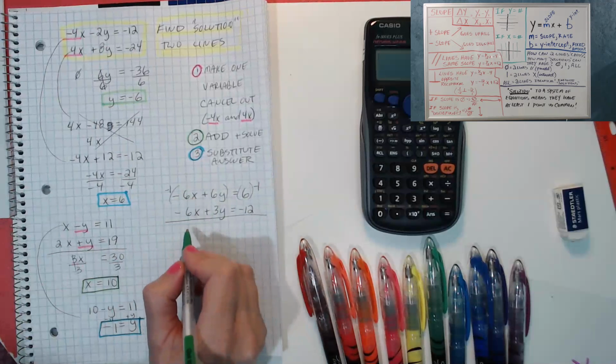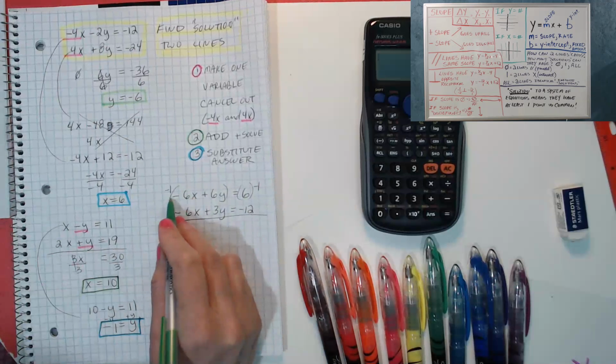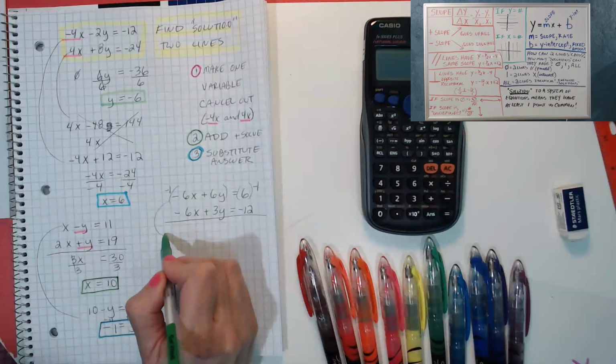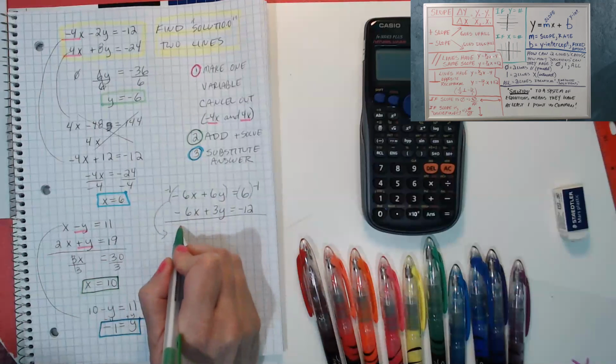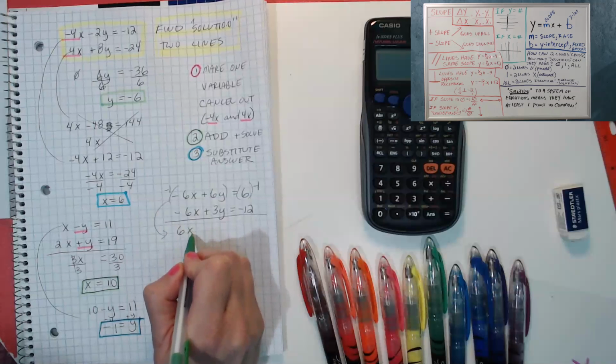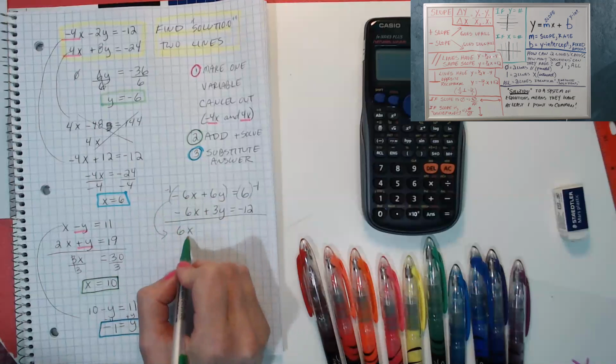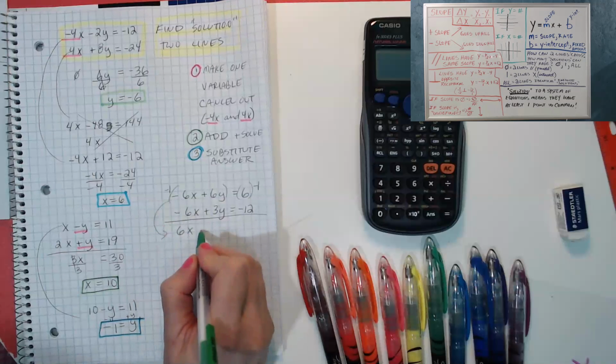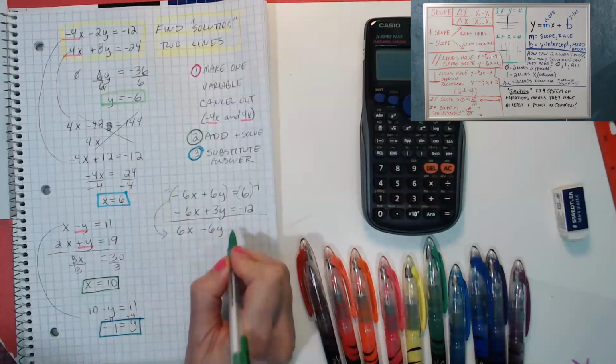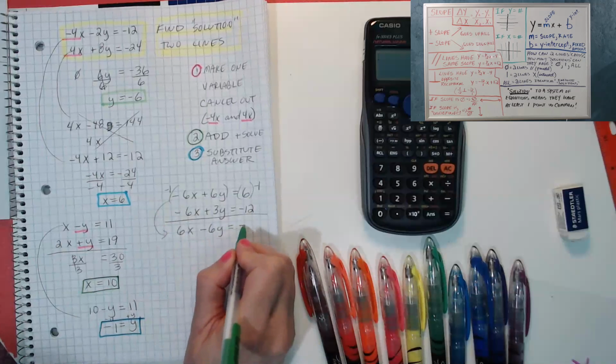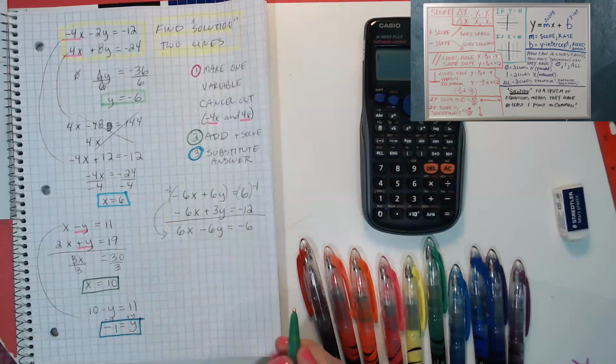So when I do this, right, when I do this one, I get positive 6x, because -1 times -6x is a positive 6x, minus 6y equals -6. Okay, that's my new first equation.